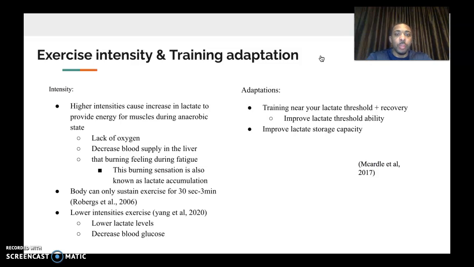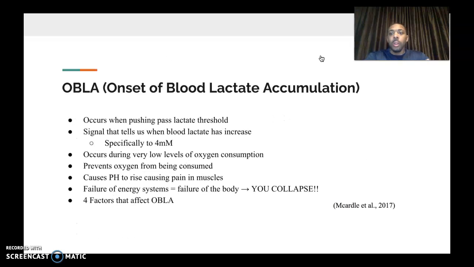Some adaptations that come from this are, when you're training near your lactate threshold, which I will go further into later, that training at your lactate threshold and a recovery process helps improve lactate threshold ability, and it also improves lactate storage capacity. So when you're training at these high lactate storage capacities, it allows your body to adapt to it and be able to sustain more lactate within your body to produce force and to sustain these high intensity workouts for a longer period of time.